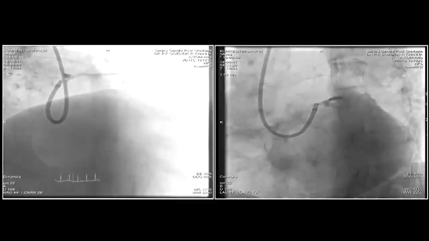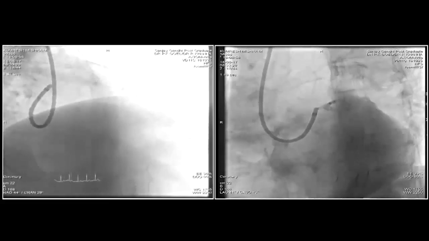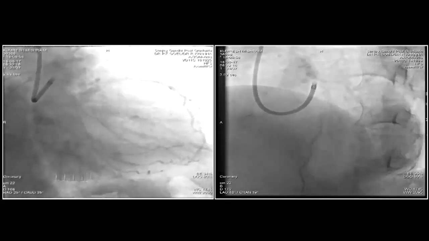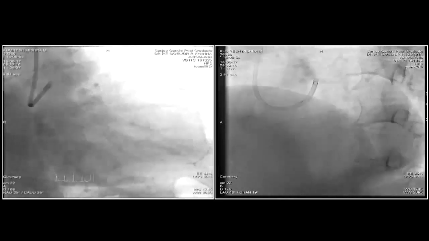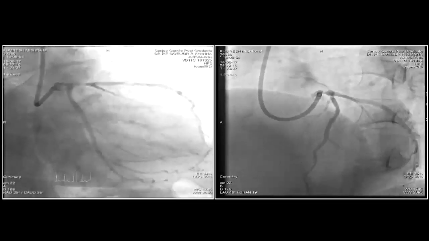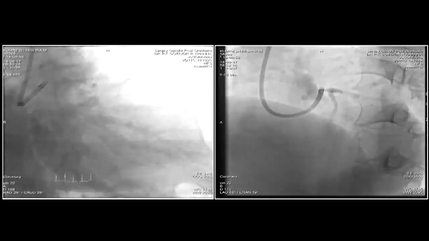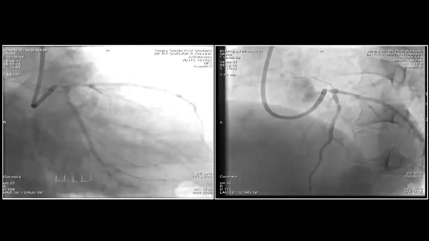We will do IVUS and we will be able to see how much disease is there in the ostium. So let us do one IVUS run, there's no problem. I will do an IVUS run through the LAD. Will you do an IVUS to the circumflex also? Yes, I do to the circumflex.